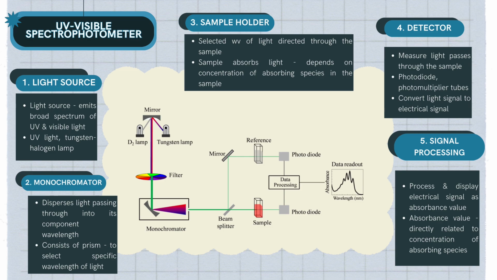It consists of a prism to select specific wavelengths of light. In the sample holder, the selected wavelength of light is directed through the sample. The sample absorbs light depending on the concentration of absorbing species in the sample. The detector measures the light that passes through the sample and converts the light signal into an electrical signal. Examples of detectors are photodiodes and photomultiplier tubes. Finally, signal processing processes and displays the electrical signal as an absorbance value, which is directly related to the concentration of absorbing species.